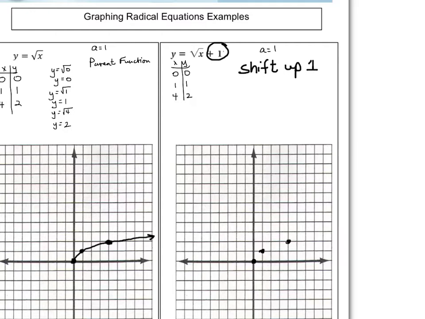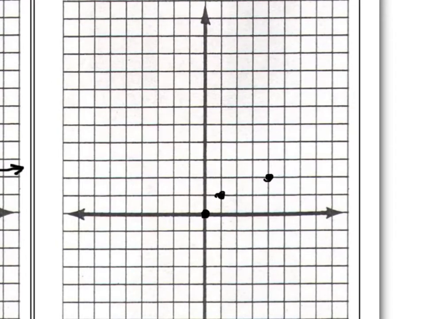So now when I go down to my graph, I'm going to take the parent function, and I'm going to put this guy in blue. I'm going to take each dot that I have, and I'm going to move them up 1. Each dot I have is going to move up 1 spot. So I move this guy up 1, put a dot here. This guy up 1, put a dot here. And this guy up 1, put a dot here. And now you have the graph of y equals the square root of x plus 1.